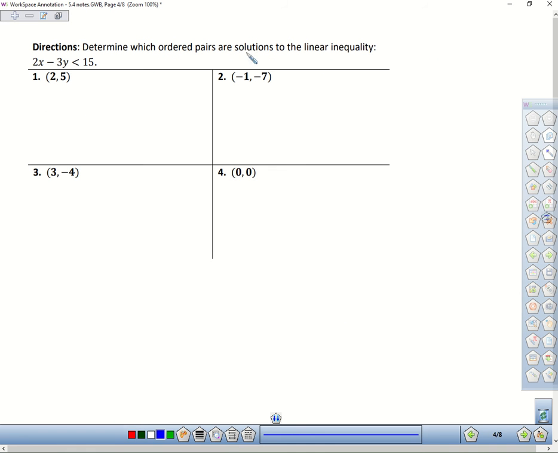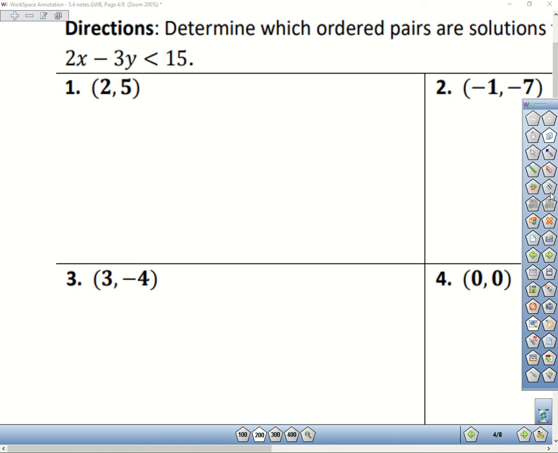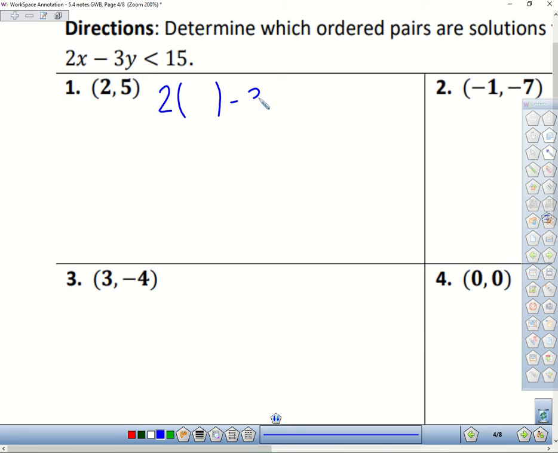All right, so determine which ordered pairs are solutions to the following inequalities. So this is actually a pretty easy procedure. You guys will not find it too bad, I don't think. So what you're going to do is rewrite the equation, but instead of putting in y and x, or x and y, you're going to put in the ordered pairs. So I just left x and y blank.